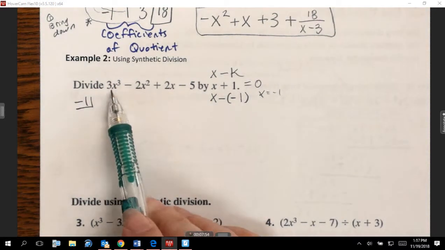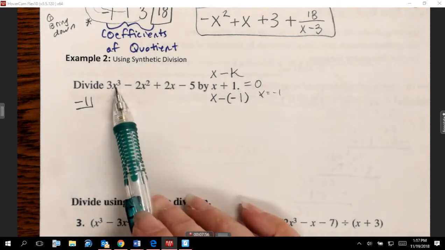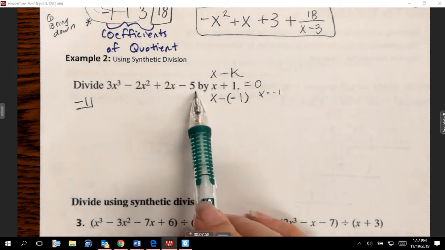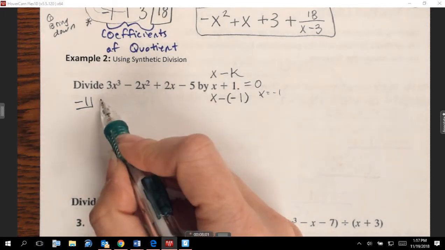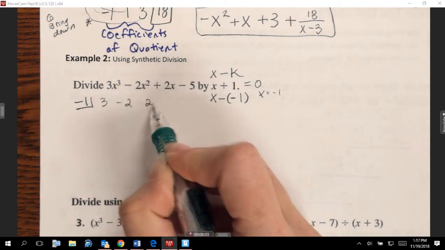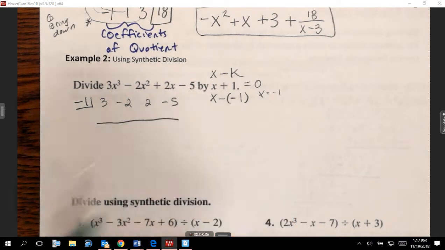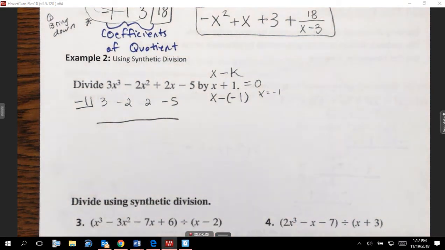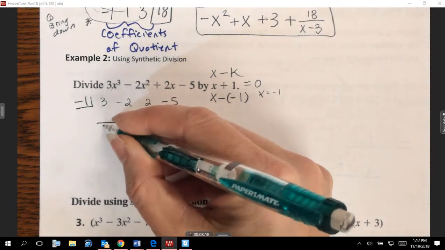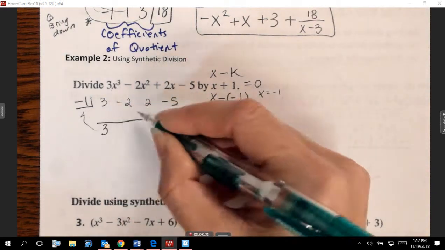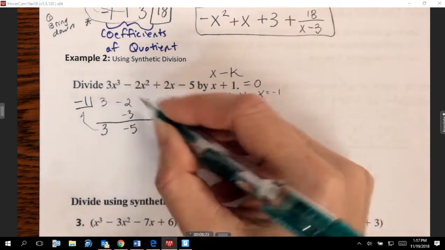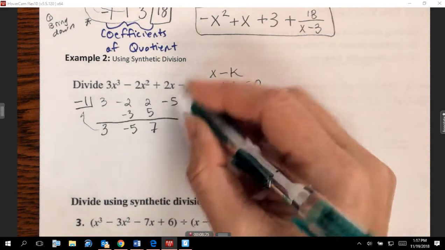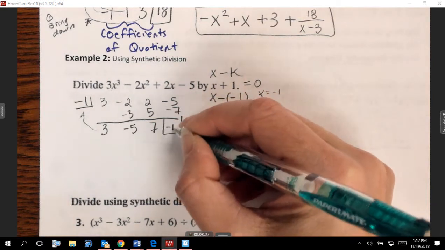Am I missing any of my x powers from 3 down to 2, down to 1, to 0? Am I missing any x powers? Okay, then I can put in my coefficients. Skip a line, draw a line. What's our first step? Bring down, then multiply, add, multiply, add, multiply, add. So bring down the 3. Multiply, add, multiply, add, multiply, add.